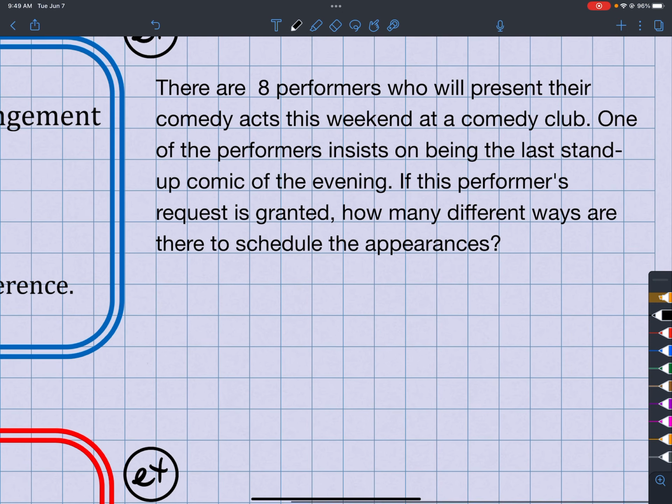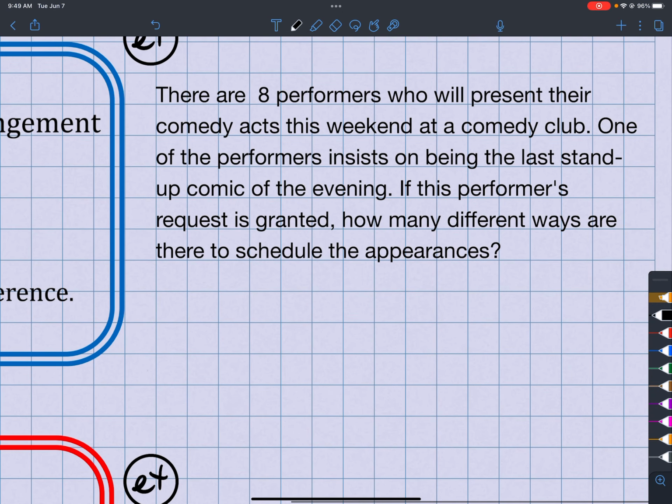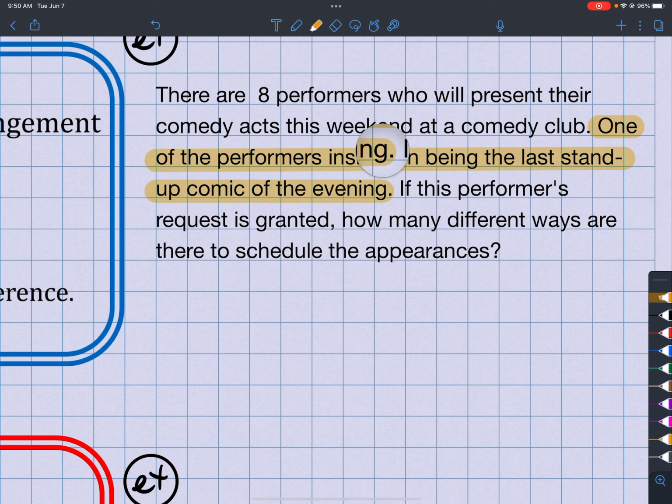So let's talk about permutations. All right, so we have 8 performers who will present their comedy acts this weekend at a comedy club. One of the performers insists on being the last stand-up comic for the evening. Okay, if this performance request is granted, how many different ways are there to schedule the appearances? So in this case, the key part right here is that one of the performers insists on being the last stand-up comic for the evening.